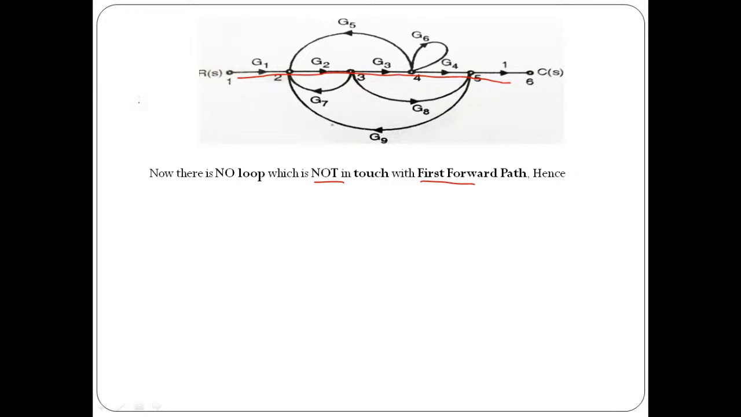So the value of delta 1 is going to be equal to what? 1, because 1 minus the entire term is going to be 0, so it is going to be 1. The same thing is mentioned over here. See, delta 1 is going to be 1. But with respect to the second forward path, I think there will be a possibility of having a pair of individual loops which are not in touch with the second forward path.